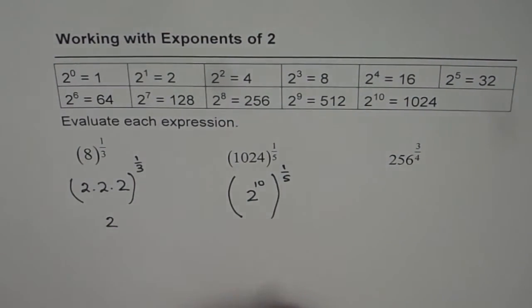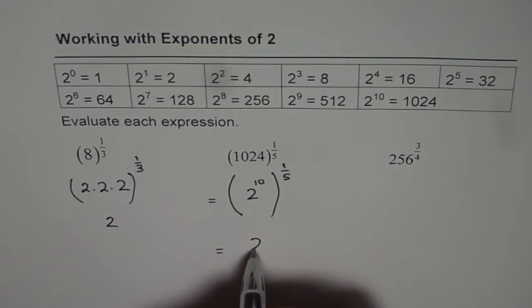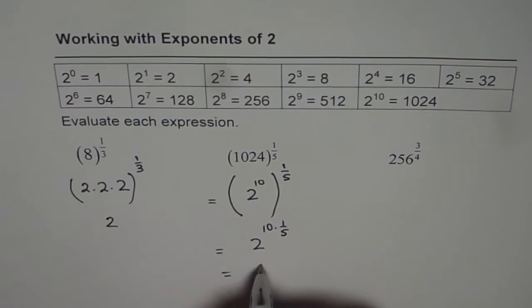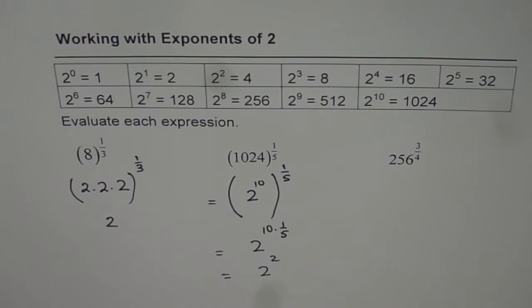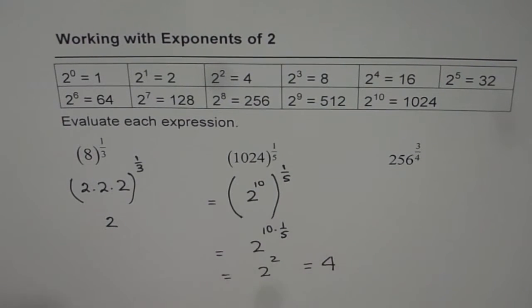Now we can use the laws of exponents and get our answer. When it is power of a power, what do you do? You just multiply, right? So this could be written as 2 to the power of 10 times 1 over 5, and that equals 2 to the power of 2, which is indeed equal to 4. So we get 1024 to the power of 1 over 5 as 4. And that is one way of solving it. This way is slightly different from the method which we adopted earlier, but it works.